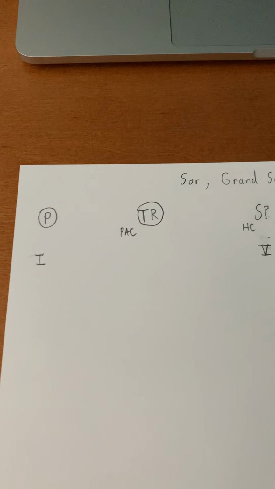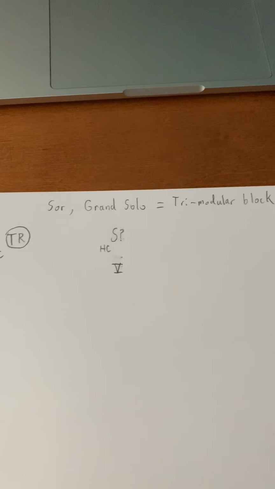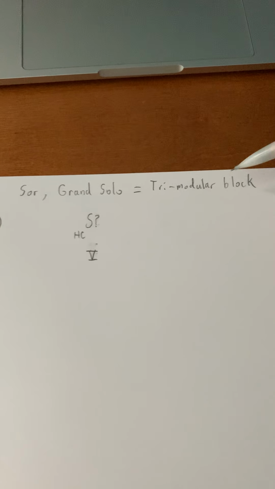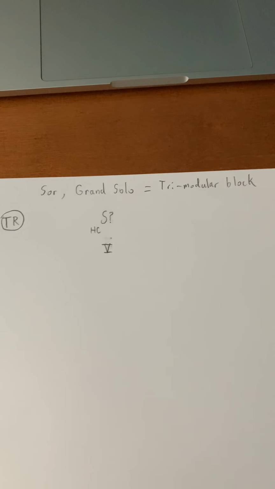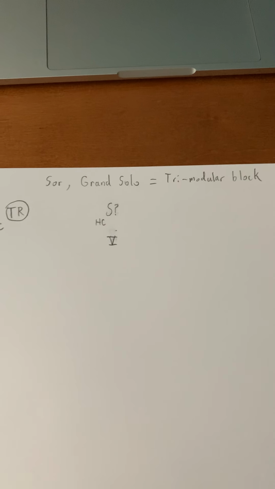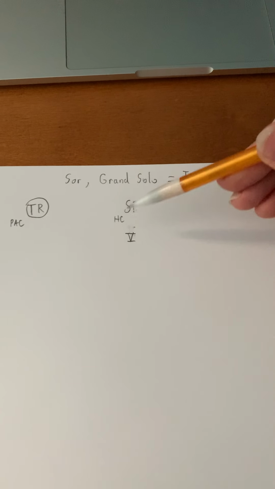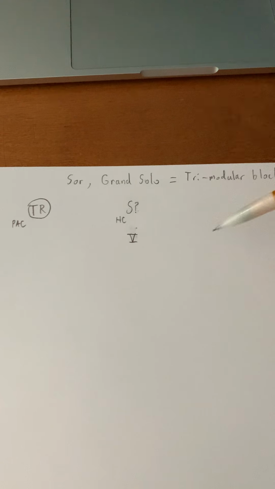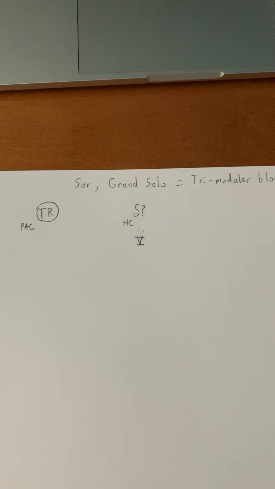Hi again, everybody. This video is going to be on what is known as the tri-modular block. I'm going to show you an example of a tri-modular block. This is just one of the examples of where you might get some sort of complication in an exposition where something does not quite go according to plan. And this has to do with the S theme, where you think that we are going to have an S theme and then something's going to happen that's going to delay it for a little while.